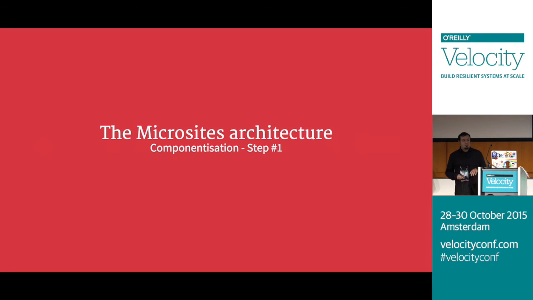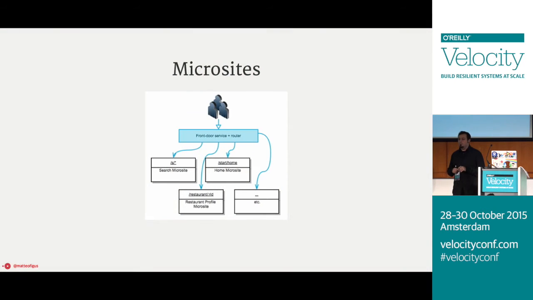We have something that we call microsites. What is a microsite? A microsite is one page, or maybe a couple of pages, that cares about a very specific piece of domain logic. For example, on our website, if you go to OpenTable.com, you have a home page for the San Francisco restaurants, and then you can click to a restaurant, you can see the restaurant profile, then you can perform a search, and you can book your table.